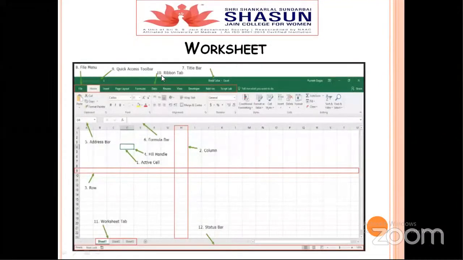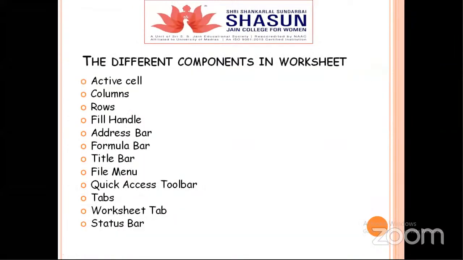I have mentioned some concepts here. These are the concepts in a worksheet. This is the full workbook. I have attached the image here. I will explain it later. These are the things I have mentioned in that image: active cell, columns, rows, fill handle, address bar, formula bar, title bar, file menu, quick access toolbar, tabs, worksheets, and status bar.